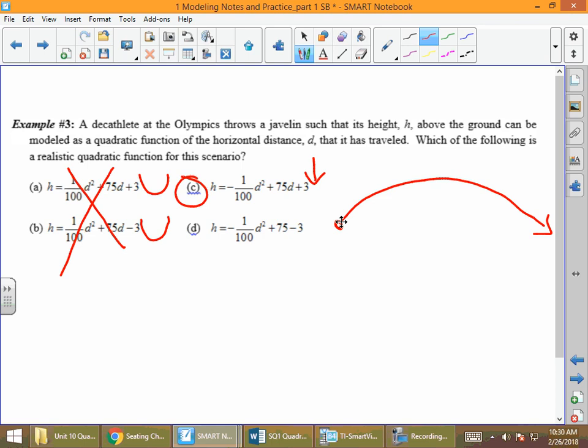Hopefully it's not 3 feet. Hopefully the javelin person is a little bit taller than that. But it means that on here, you're going to have a person with some height and then throw the javelin. So our answer is C.